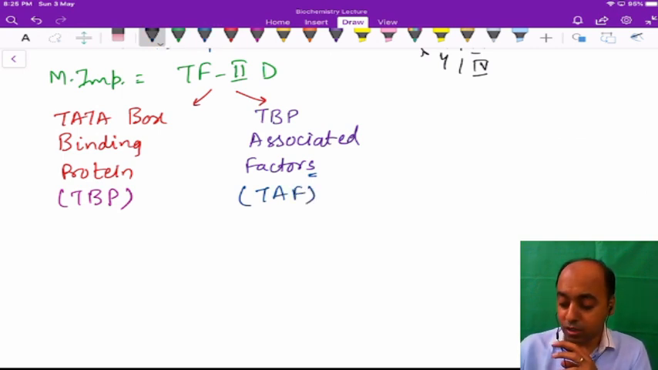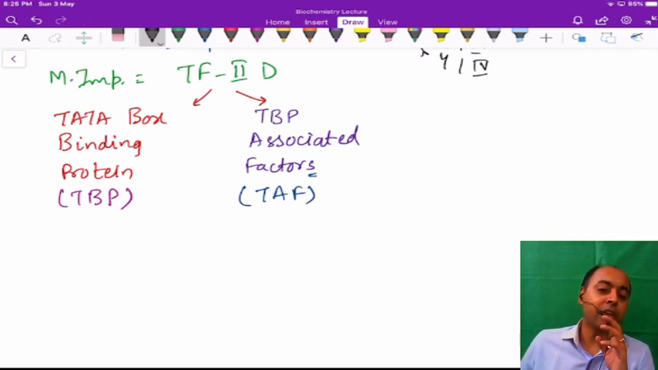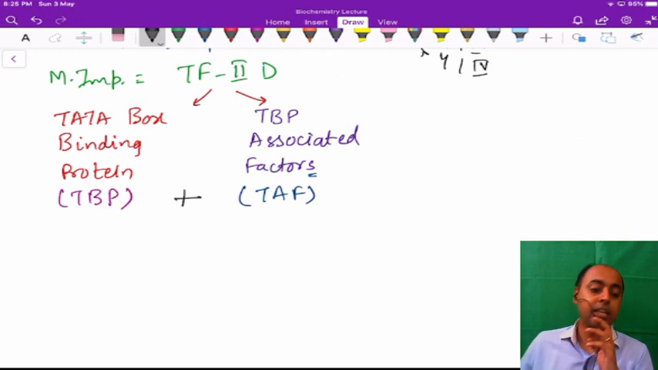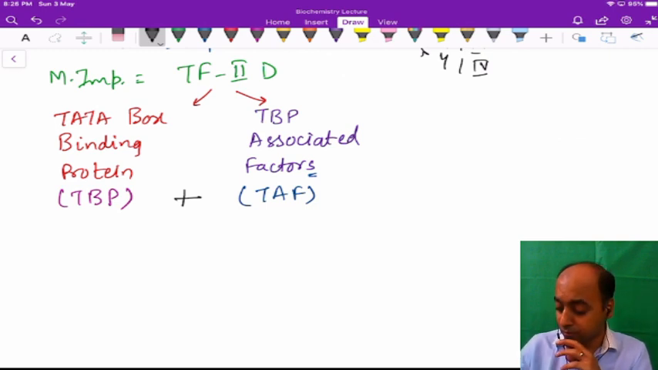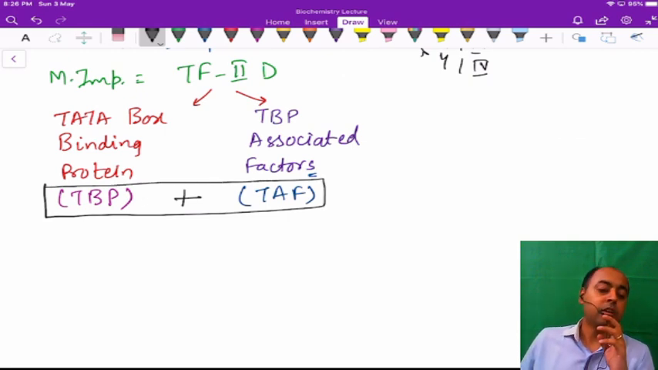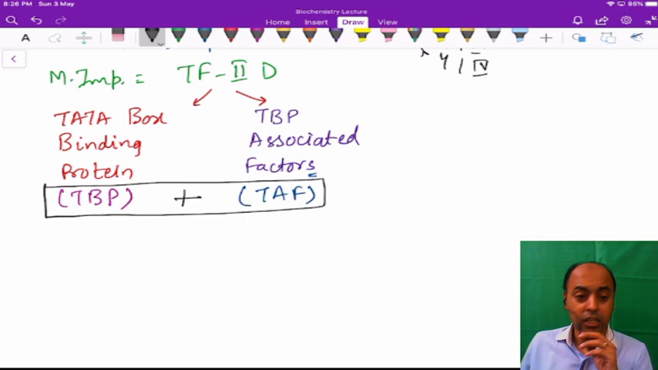So if the question asks which of the following components make up the TF2D, your answer should be TBP plus TAF. The TBP plus TAF will together make up the transcription factor 2D, which is the most important regulatory molecule in the eukaryotes. Anything else about the eukaryotic transcription you need not know. It is quite similar to the prokaryotic transcription.